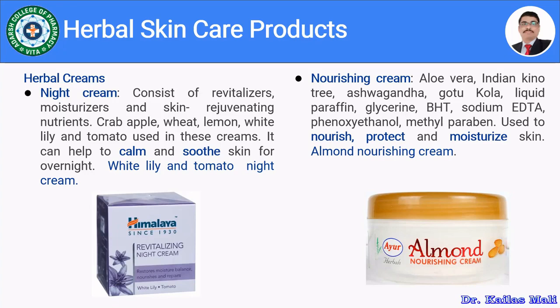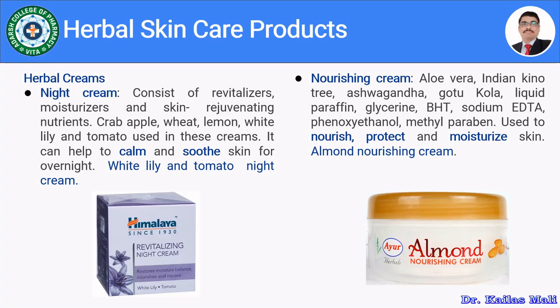The herbs which are used to prepare the herbal night creams are crab apple, beet, lemon, white lily, and tomato. These are some of the basic herbal materials used to prepare the herbal night cream. They help to calm and soothe the skin overnight. The examples of the herbal night cream are white lily and tomato night cream. So this is about the herbal night cream.